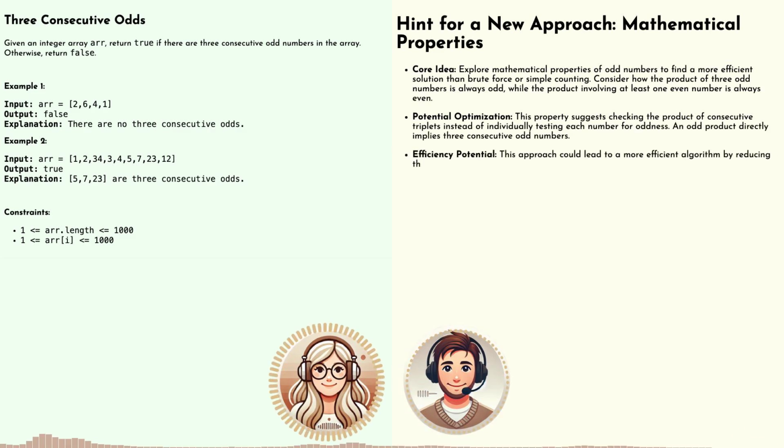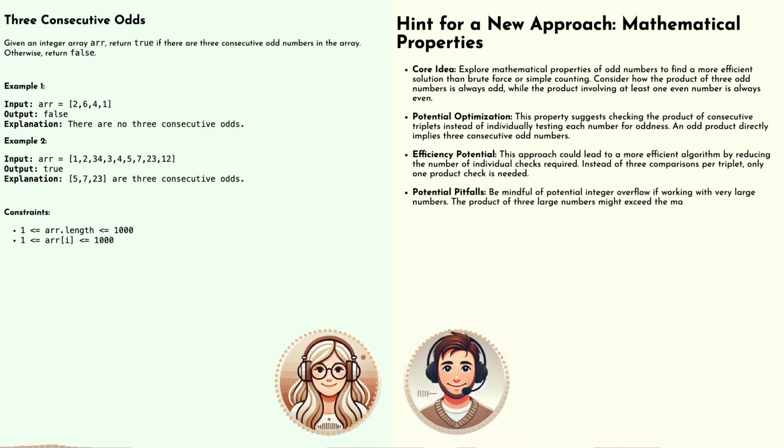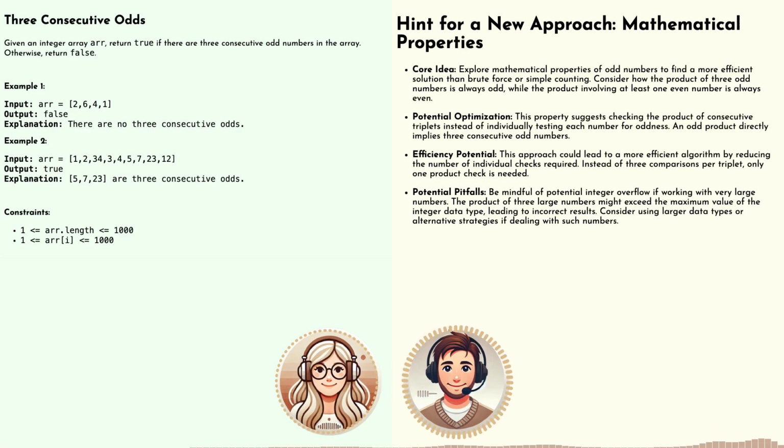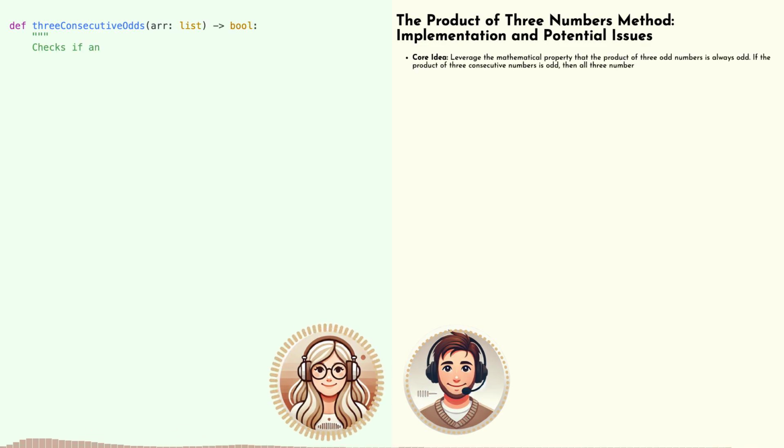Here's a hint. Think about the mathematical properties of odd and even numbers, particularly when it comes to multiplication. Is there a shortcut we can use to determine if three numbers are all odd without checking each one individually? Ooh, that's interesting. Now you got my math brain firing up. If I'm thinking about multiplication and odd and even numbers, I know that multiplying any number by an even number results in an even number. So if the product of three numbers is odd, it means all three of them must be odd, right? You nailed it. And that's the key to our next approach, the product of three numbers method.